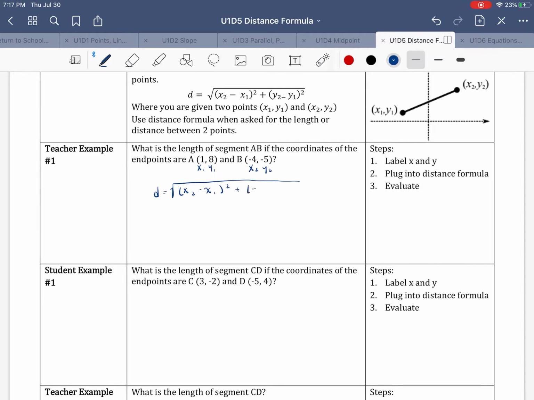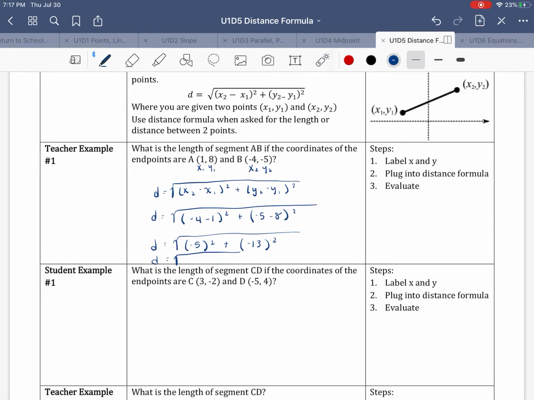x2 minus x1 squared plus y2 minus y1 squared. And then the distance equals, let's plug all of our numbers in. x2 is -4 minus 1 squared plus y2 is -5 minus 8 squared. So we start simplifying. -4 minus 1 is -5 squared plus -5 minus 8 is -13 squared.